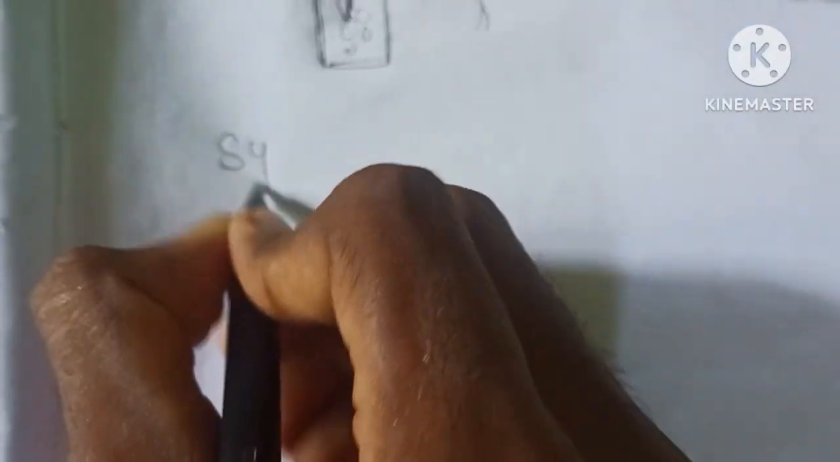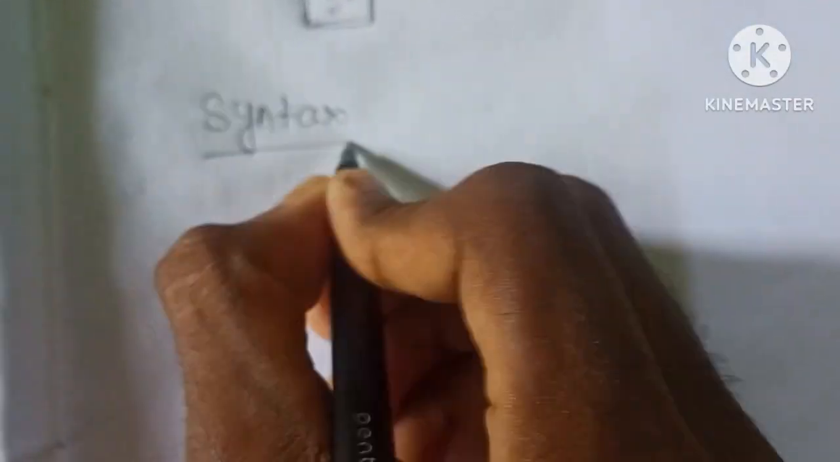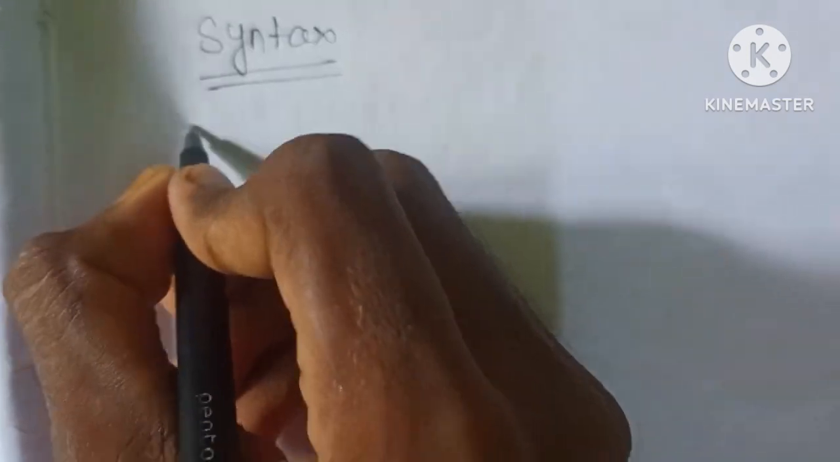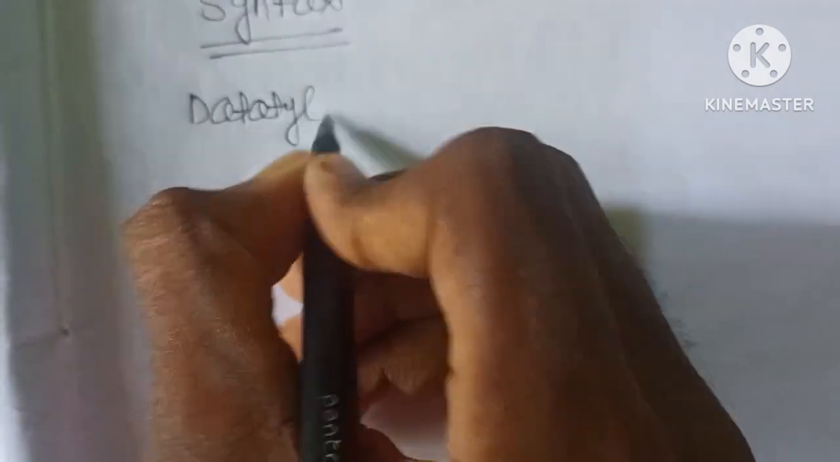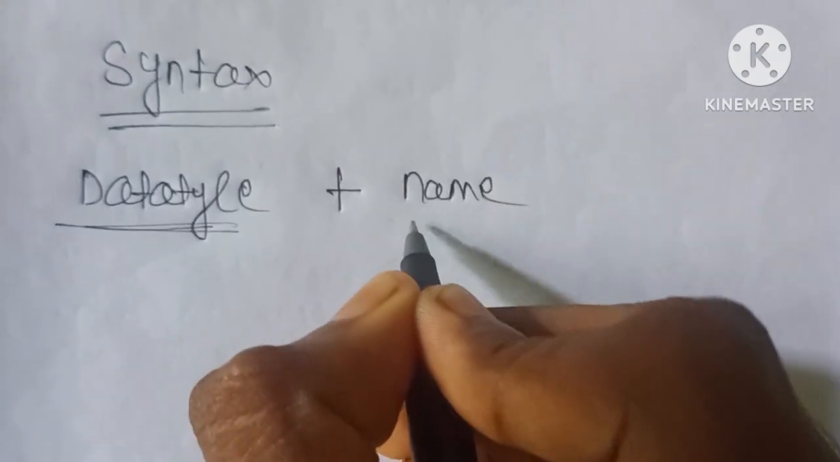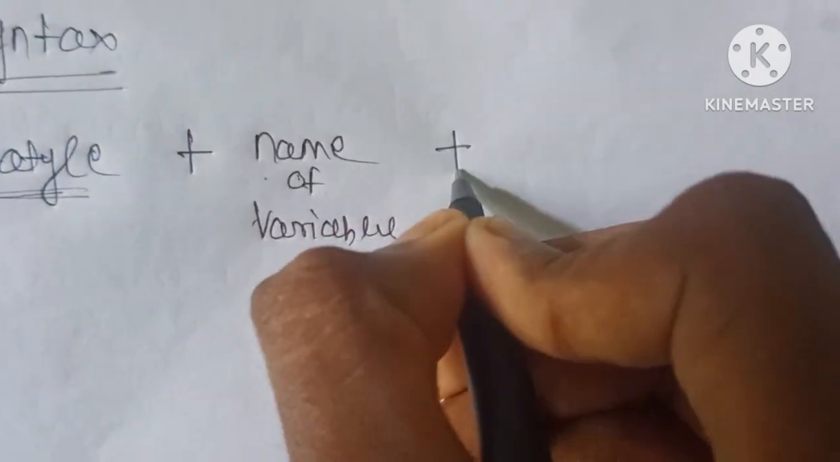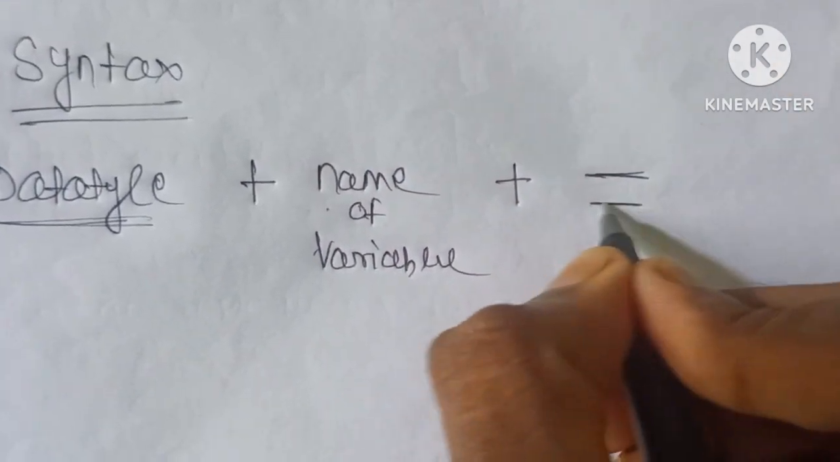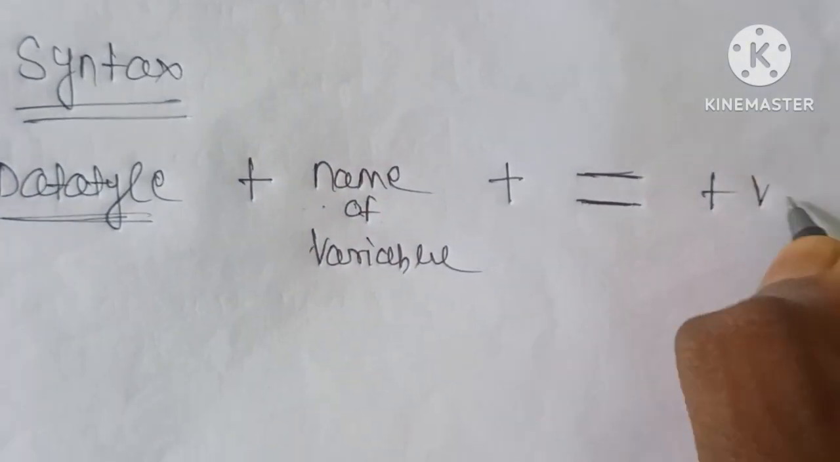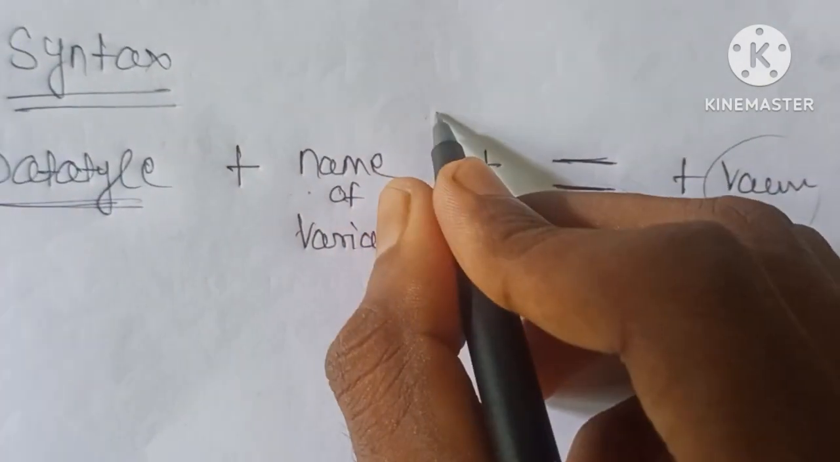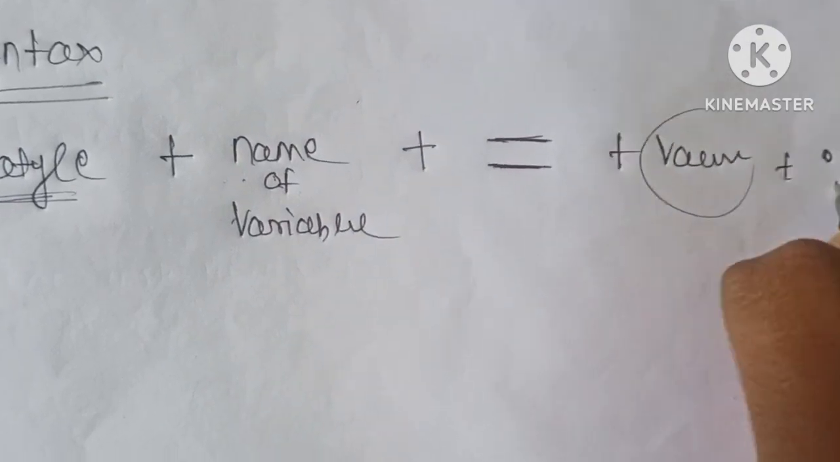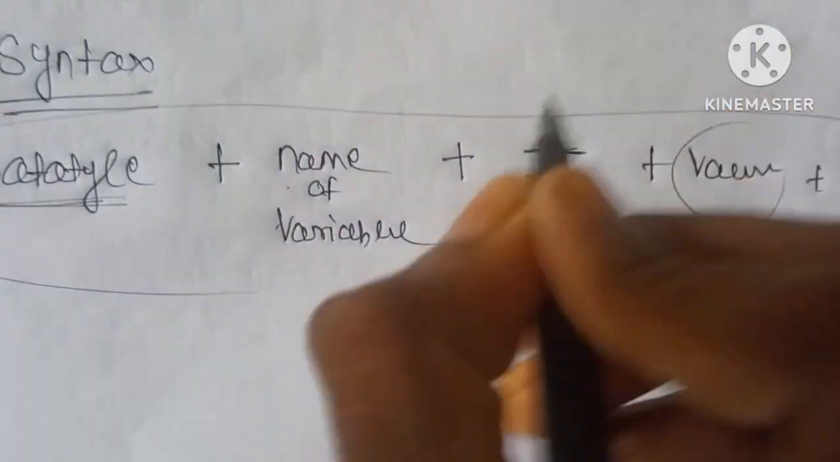So now come to our syntax. Syntax means how to write a variable, how to declare a variable in our programming. So first I write the data type. Data type, don't worry, I will discuss data type. Then come to the variable name, the name of the variable. Then the assignment symbol is there. Then the value which is passed in that variable. Then put a semicolon mark. Okay. This is the syntax of a variable.